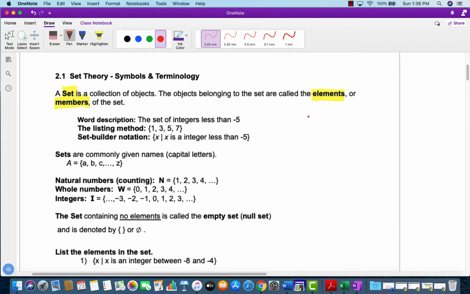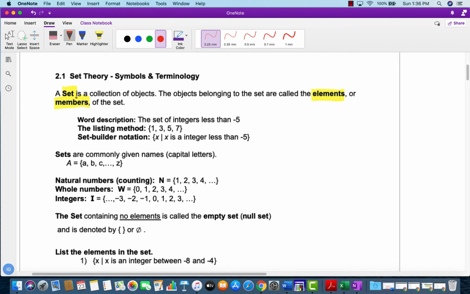Okay, so it says a set is a collection of objects. The objects belonging to the set are called elements or members of the set. So there is going to be a lot of terminology, and once we start doing the problems, you're going to become a little more familiar with what we are talking about.